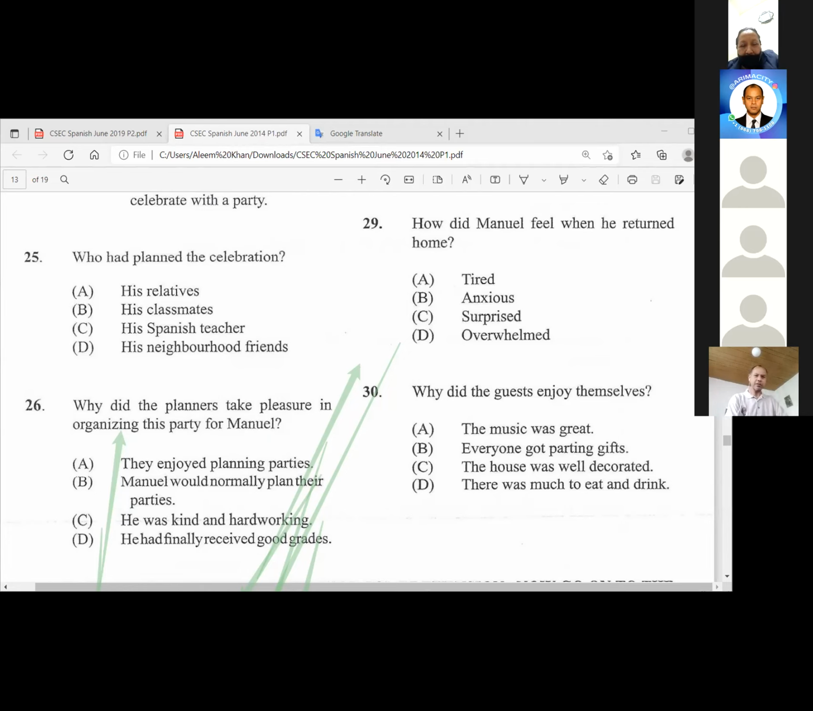Well, I'm giving Malika all the hard ones. Let me make it easier. Manuel se acostó porque estaba muy cansado al llegar a su casa. Okay, Manuel se acostó porque estaba muy cansado al llegar a su casa. You with me, Malika? Yes, I'm here. All right.